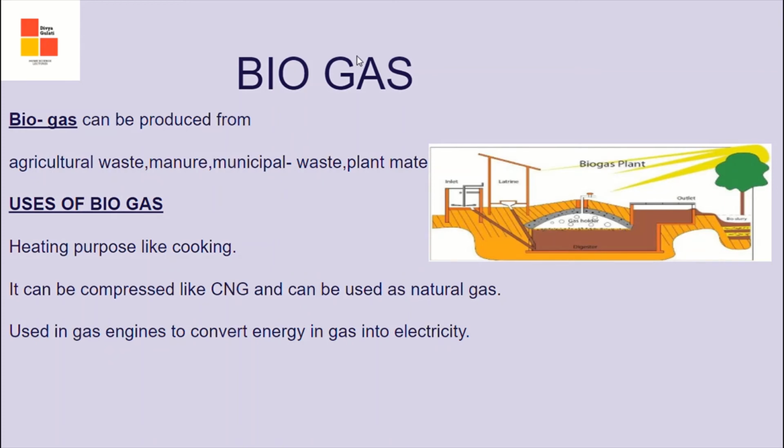What is biogas? Biogas can be produced from agricultural waste, manure and municipal waste. Uses of biogas. This biogas can be used for heating purposes for cooking. It can be compressed like CNG and used as a natural gas. It is used in gas engines to convert the energy in gas into electricity.